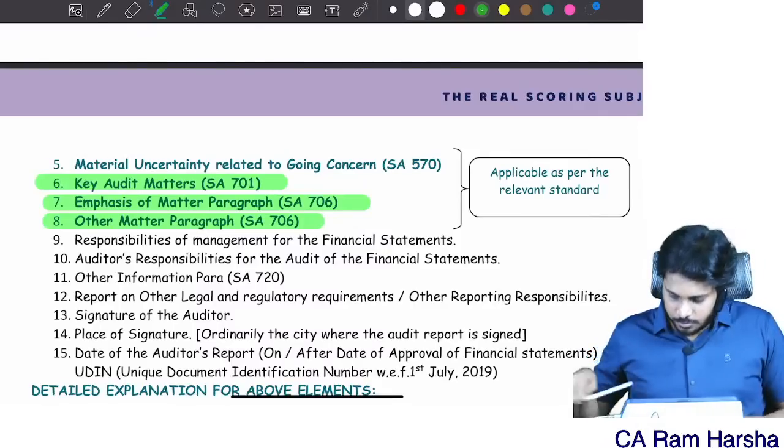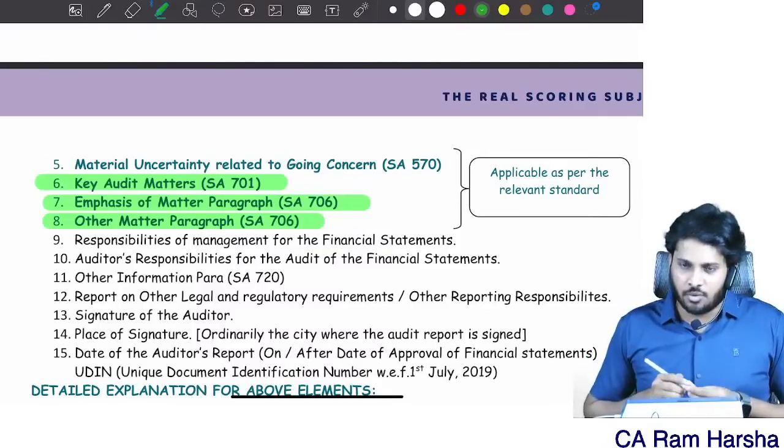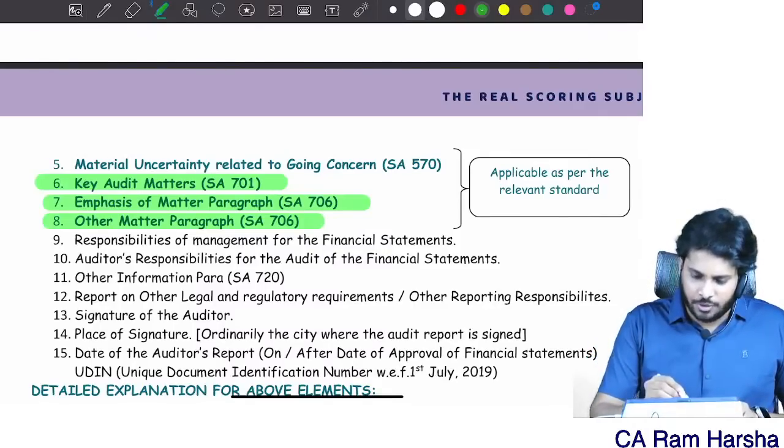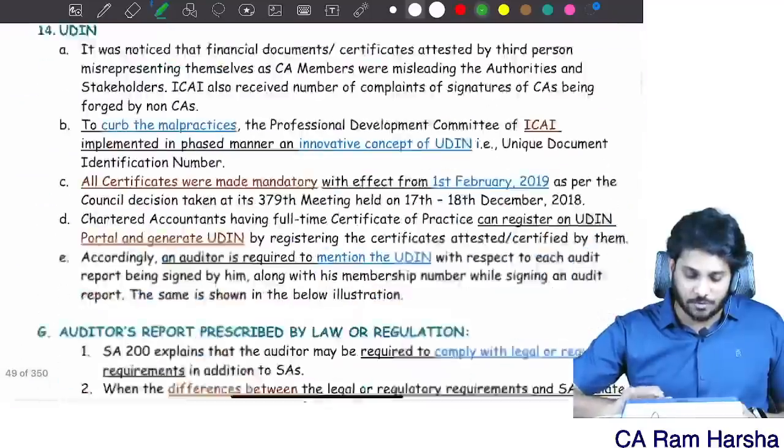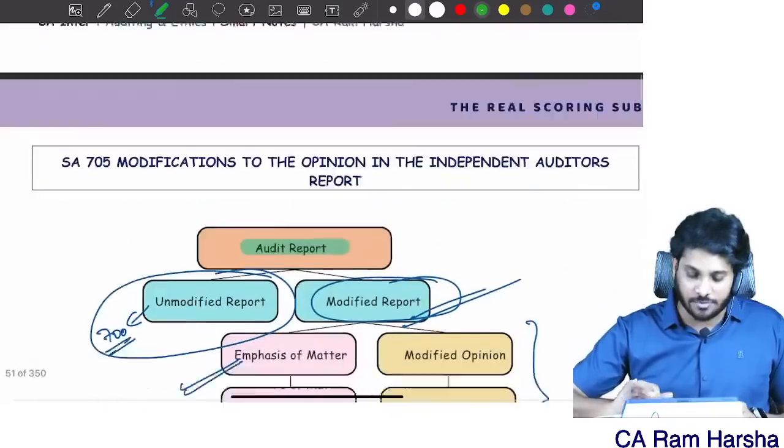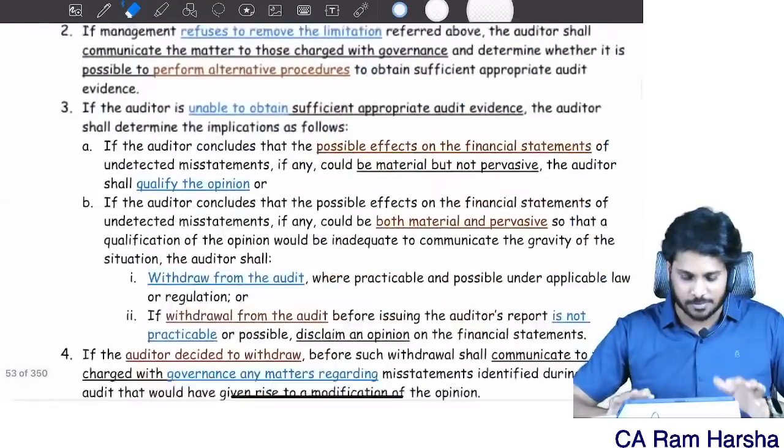Yes. Now we'll discuss key audit matter. What is a key audit matter? If you observe the definition, key audit matters are those that, in the professional judgment of the auditor, were of most significance in the audit of financial statements of the current period. That's the definition.